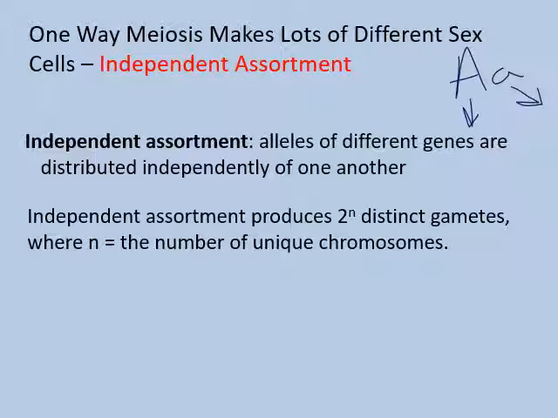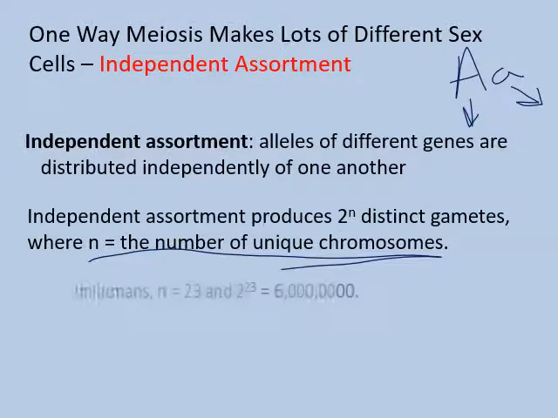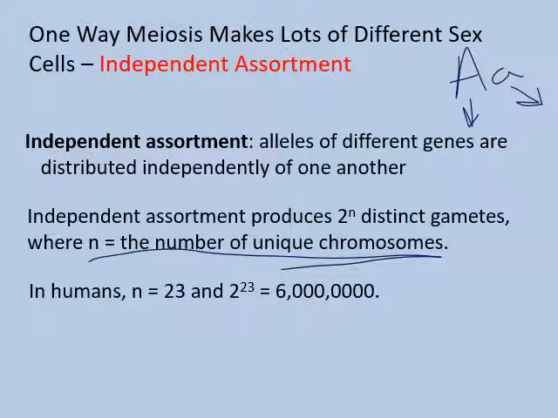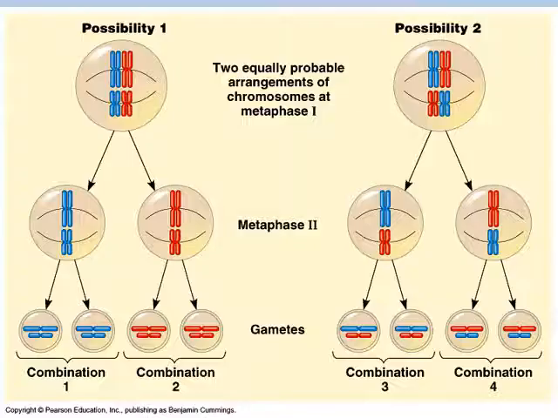Which means that you can produce 2 to the n distinct gametes. And n is the number of unique chromosomes. So again, in humans, we've got 23 in meiosis, at least in our haploid cells. So 2 to the 23rd power, we've got over 6 million combinations that we can have of unique chromosomes. So there's quite a few, and then you pair that with mom and dad combining, there's a lot of different combinations that you can possibly come up with on top of that were already unique.